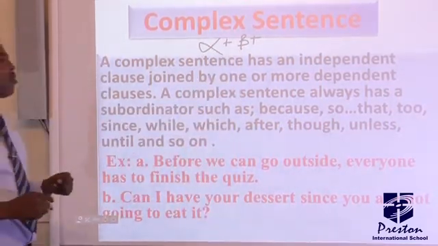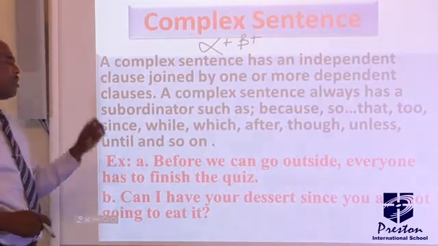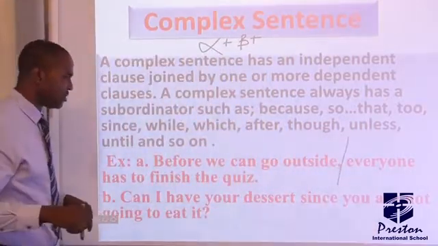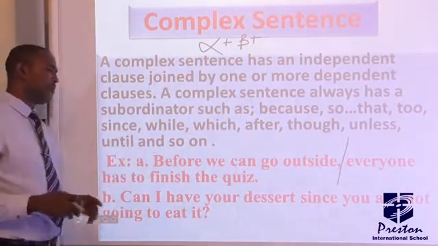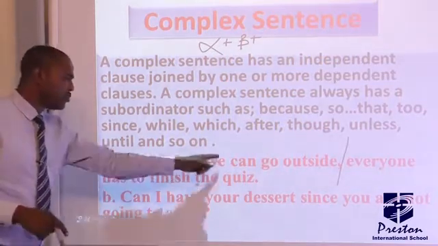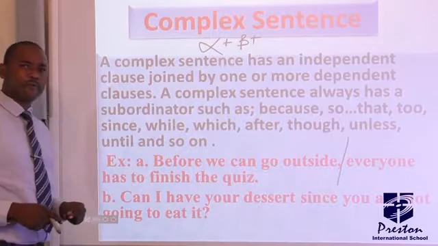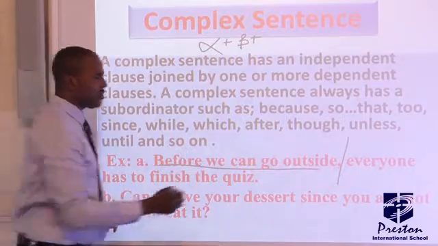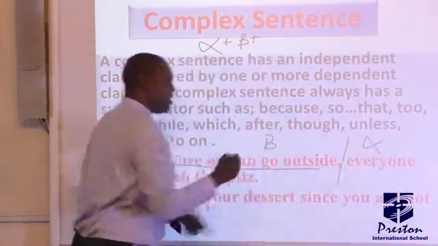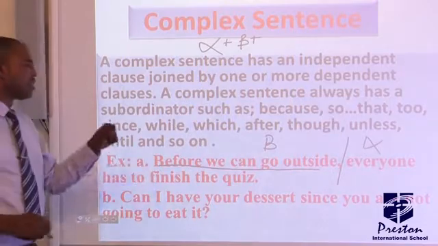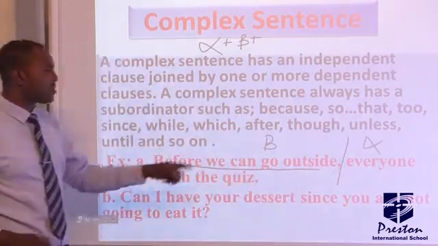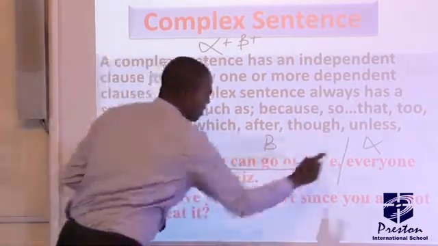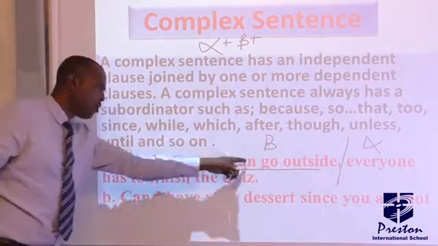For example, before we can go outside, everyone has to finish the quiz. So we have two clauses here. The first one is before we can go outside. The second clause, everyone has to finish the quiz. Which one is main? Which one do you think can stand on its own? If you look at the two clauses, you see that this one cannot stand on its own. It relies on the second clause, on the alpha clause, for its complete meaning. So everyone has to finish the quiz is the main clause. Before we can go outside is the subordinate clause. So a complex sentence has one main and at least one or more subordinates.